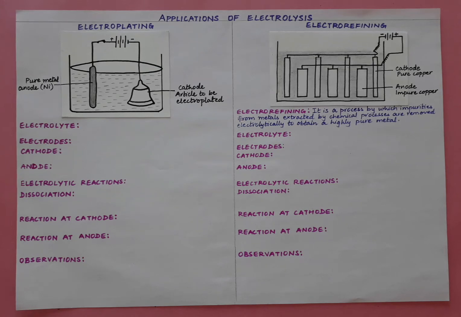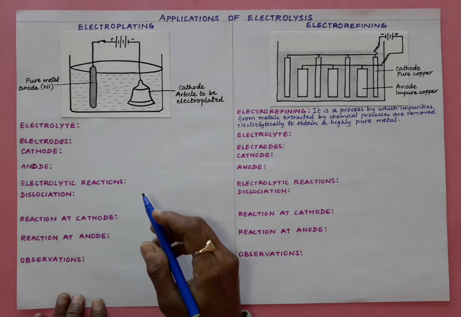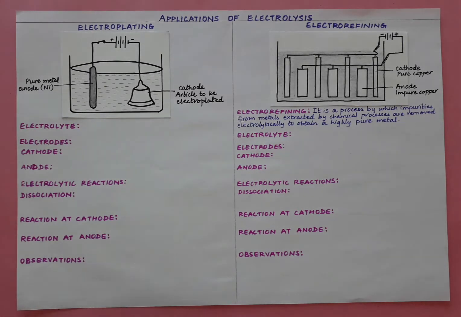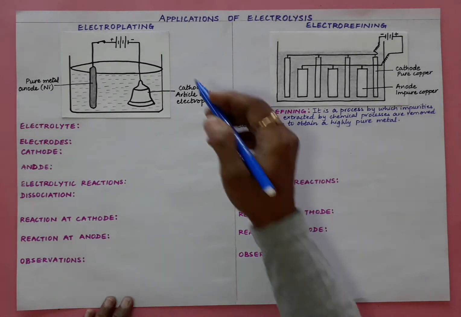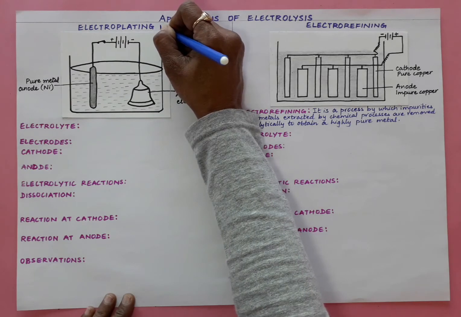Hello students, in the previous video we studied electroplating. In this video we are also studying the third application, that is electro refining. But let us do one more example of electroplating first: electroplating with nickel.